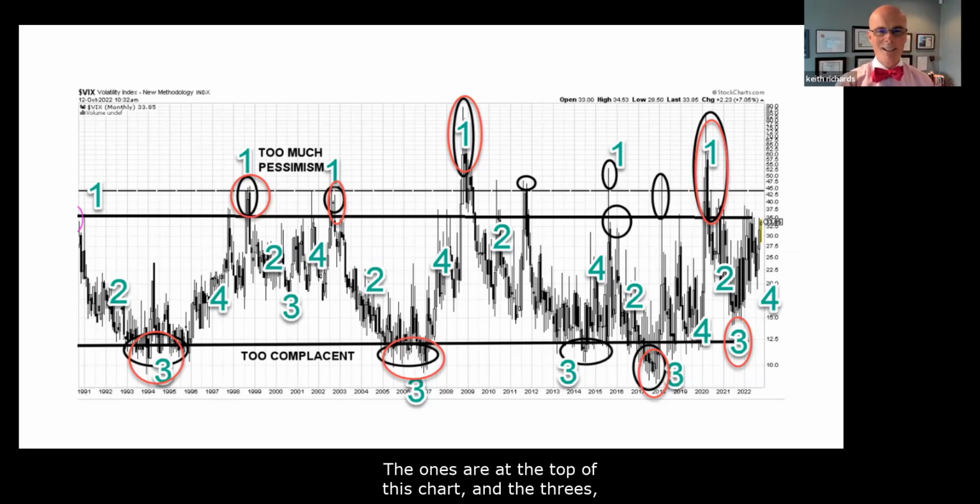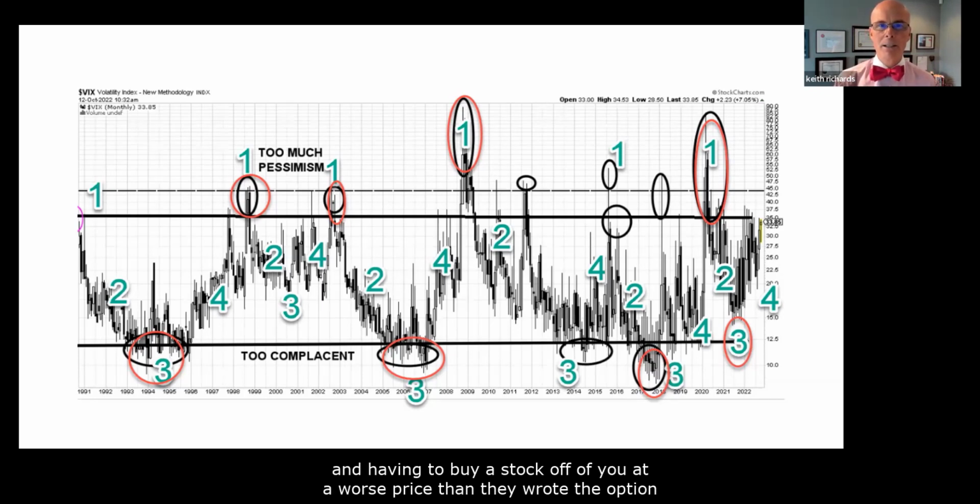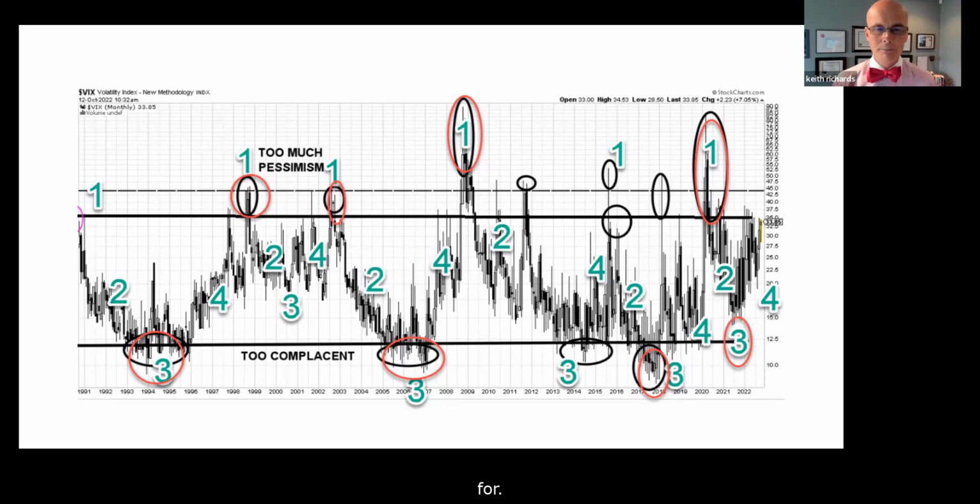The ones are at the top of this chart, and the 3s, which is actually the topping phase, are at the bottom. And that's because the VIX is a fear index. It represents the premiums that options traders are demanding on their options as they write them. So the more volatile the market is, i.e. the more it's going down, the more premium they want, because they don't want to be left hanging to dry and having to buy a stock off of you at a worse price than they wrote the option for.